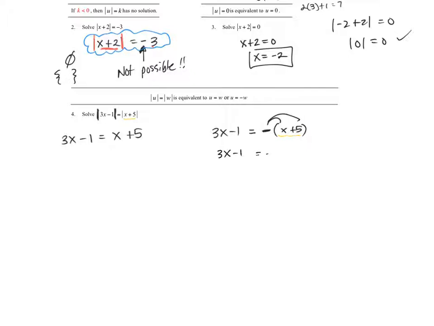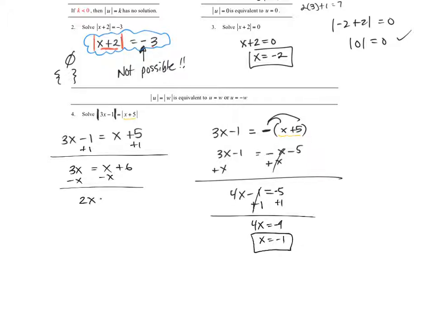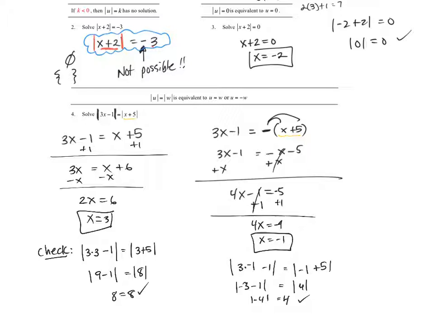Here we would get negative x minus 5. Get all my x's on one side. So I'd get 4x minus 1 equals 5. And then adding 1 to both sides, we would get 4x is equal to negative 4, so x equals negative 1. And then over here, I can get all my numbers on one side. So I've got 3x is equal to x plus 6. And then I would get 2x equals 6, so x equals 3. And then we can make sure that those really work. Go ahead and check. All right, and we can see that those do work.